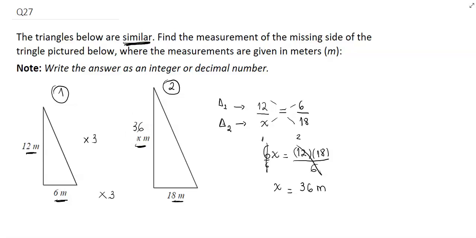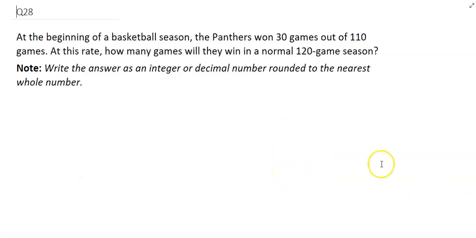But sometimes the numbers are awkward and you cannot immediately perceive how they were expanded. And then you have to use the proportion in terms of fractions and cross multiply. Is this clear? Okay, 28.